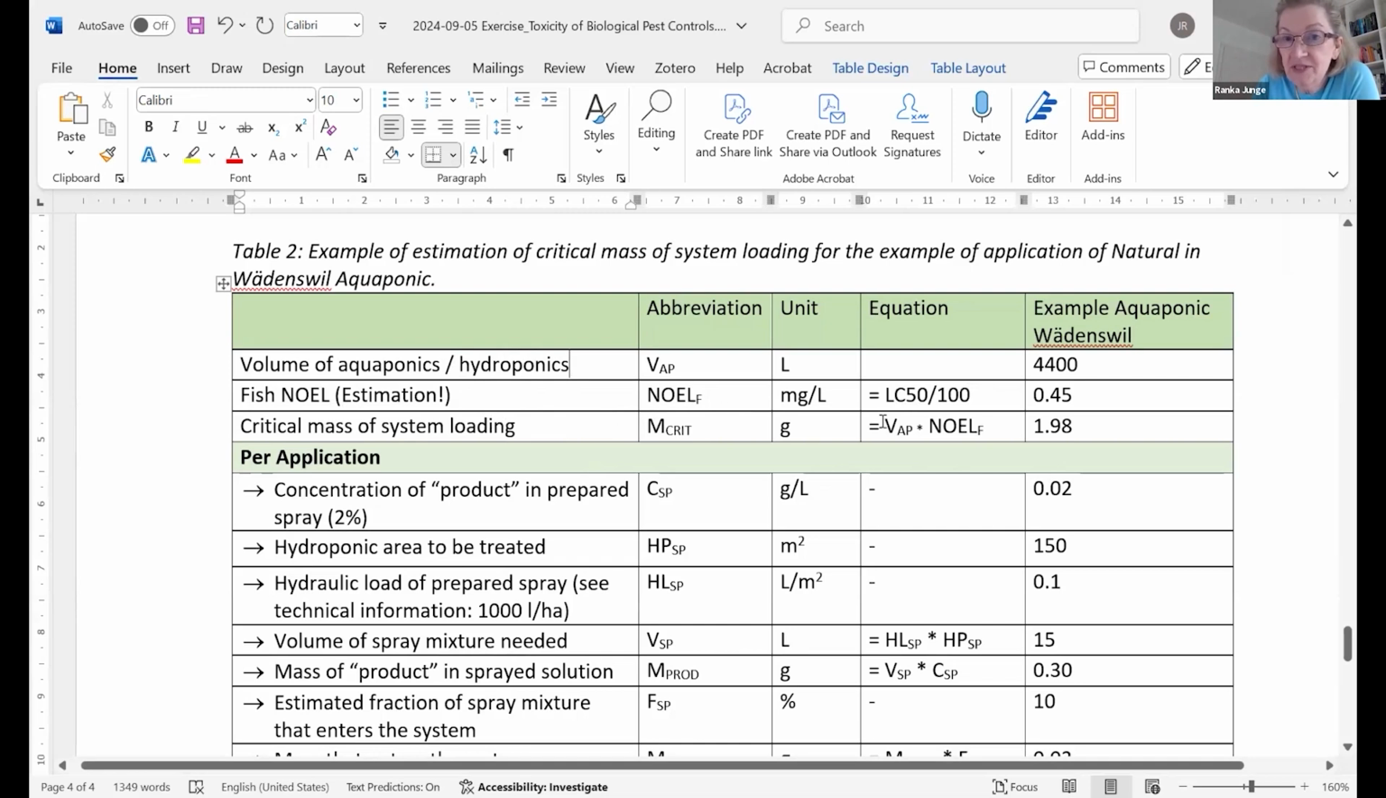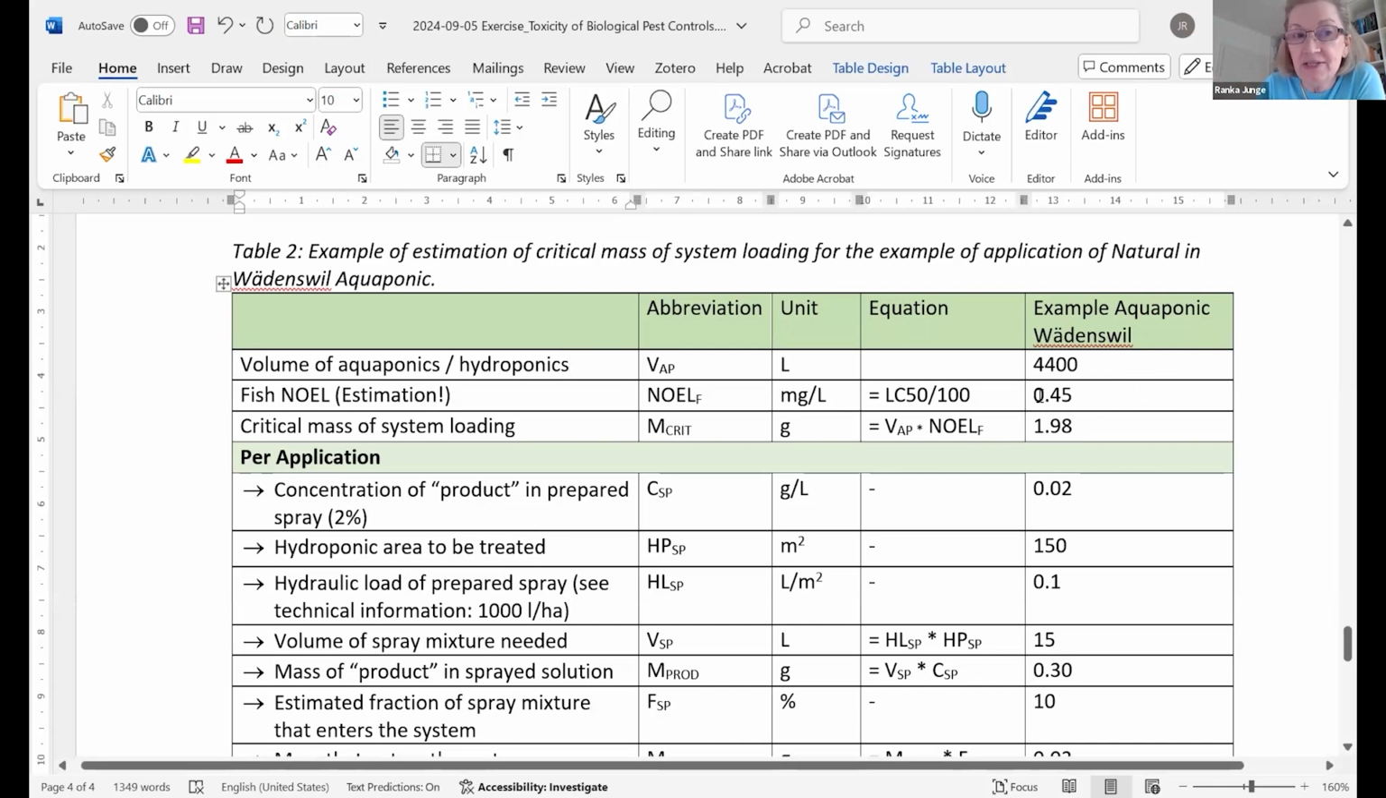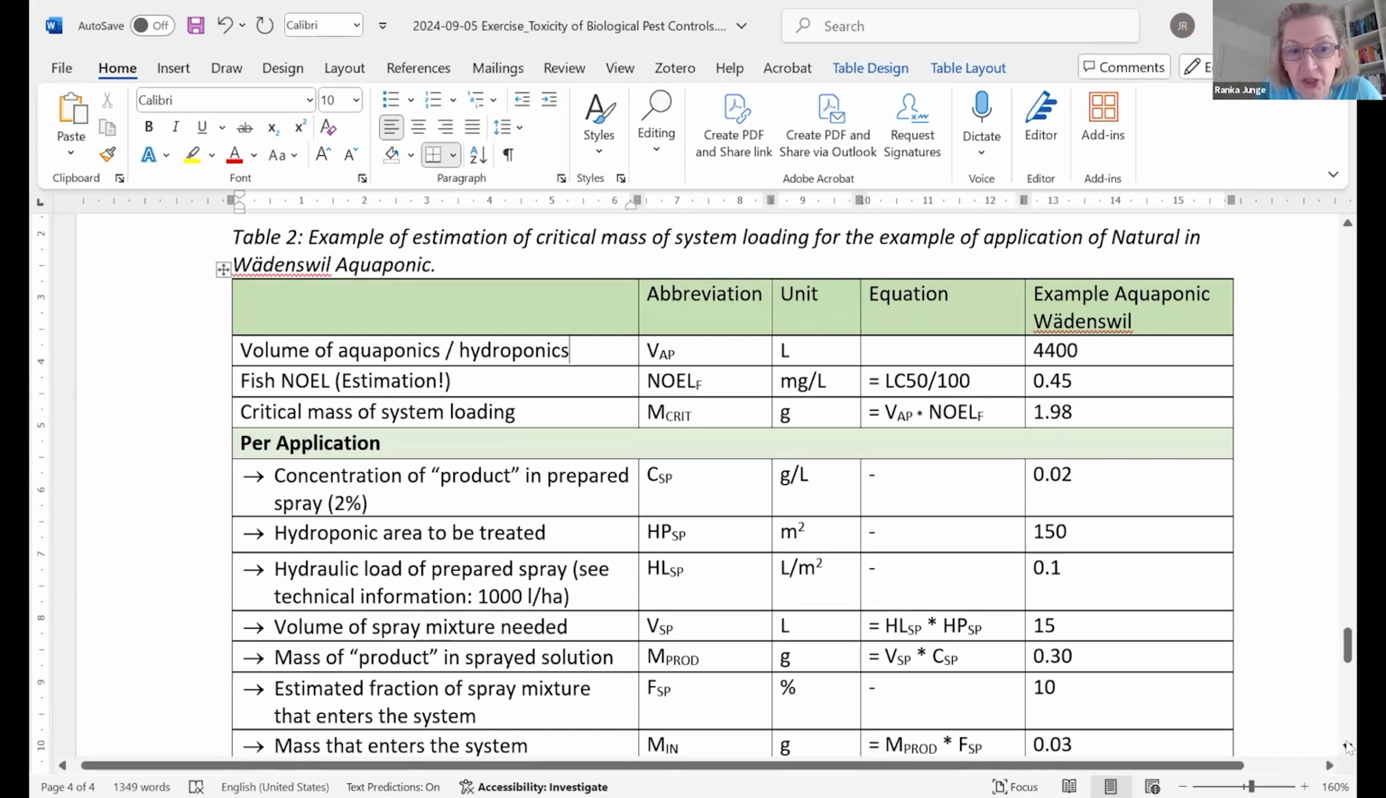Your critical mass of system loading is the volume of your aquaponic system multiplied by the NOEL concentration. So that would be 1.98 grams. This is how much product you can use in one application, or altogether, until your system is loaded to a concentration that will become dangerous for your fish. Now you can also recalculate this per application.